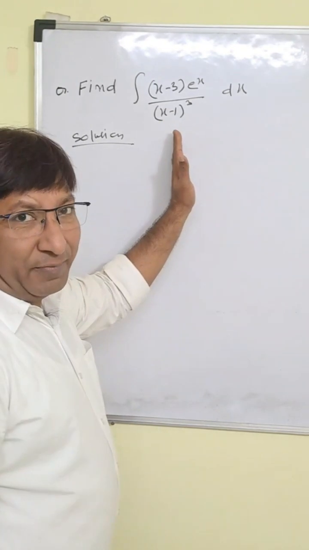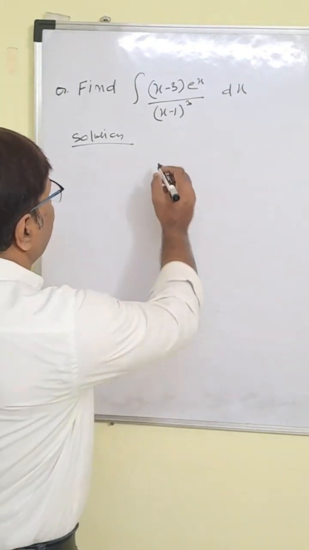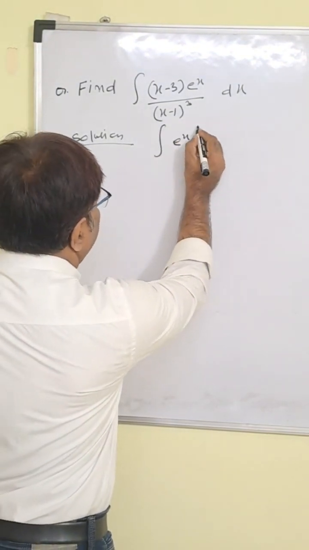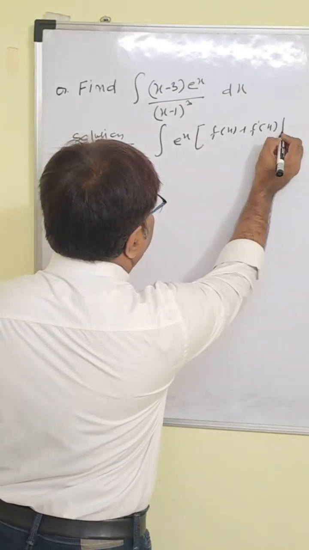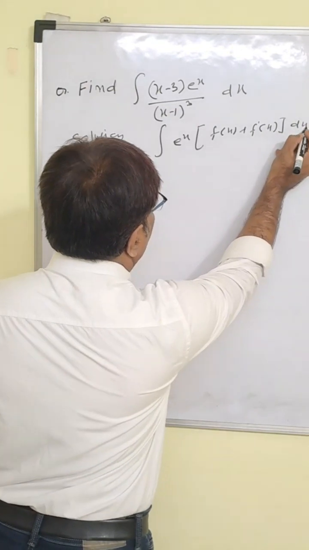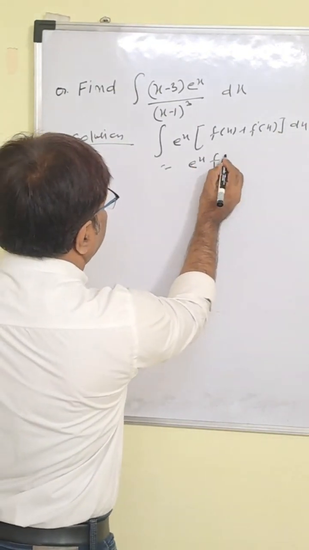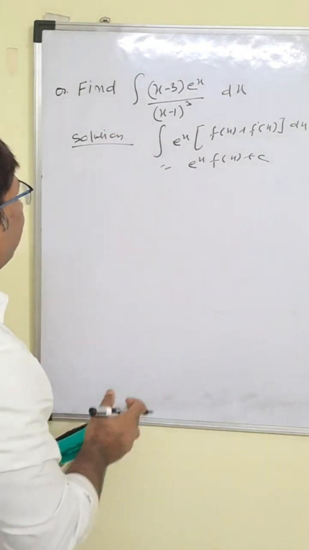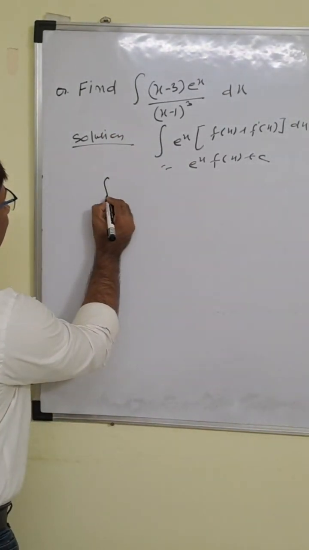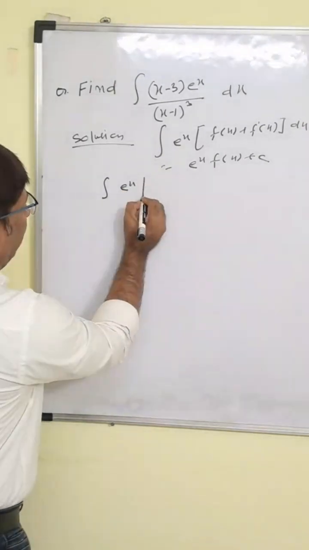You know the technique: integration of e^x into [f(x) plus derivative of the function] dx equals what? Simply e^x into f(x) plus c. So in the same format we can change them. Now we can write integration of e to the power x.